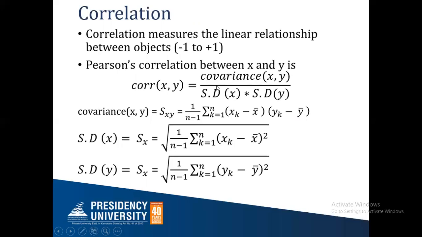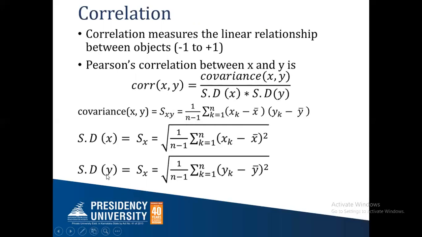And the standard deviation of x, which is Sx, can be calculated as the square root of... This is the standard formula for standard deviation: square root of 1 by n minus 1, summation of k equal to 1 to n, xk minus x bar, whole square. This is the standard deviation for the x coefficients, the x coordinates.